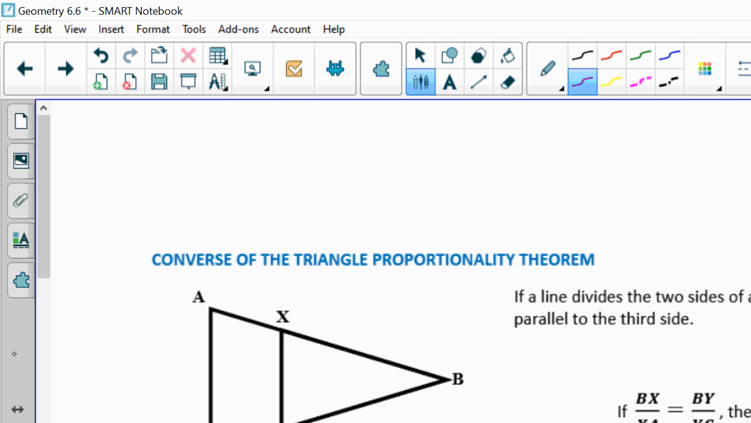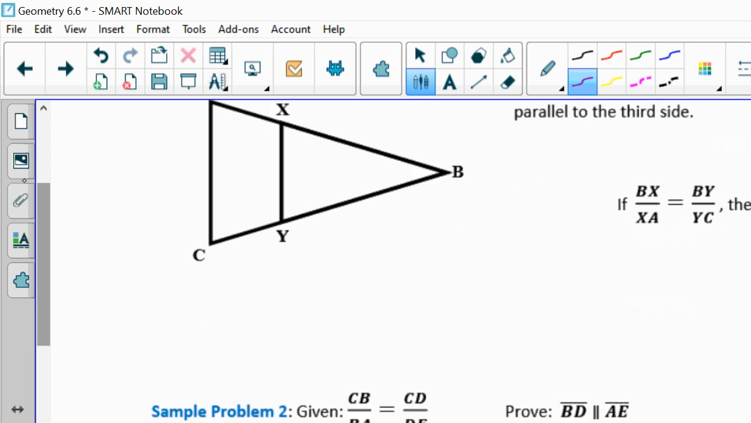All right, next page. We're going to look at the converse of the triangle proportionality theorem. Remember, converse is where we trade places with the if-then. So here it tells me if a line divides the two sides of a triangle proportionally, then it's parallel to the third side. So here they start out telling me that BX is proportional to XA, and that's equal to BY proportional to YC. Then I would know that segment AC would be parallel to segment XY. So if I start out knowing the proportionality, then I automatically know that the lines are parallel.